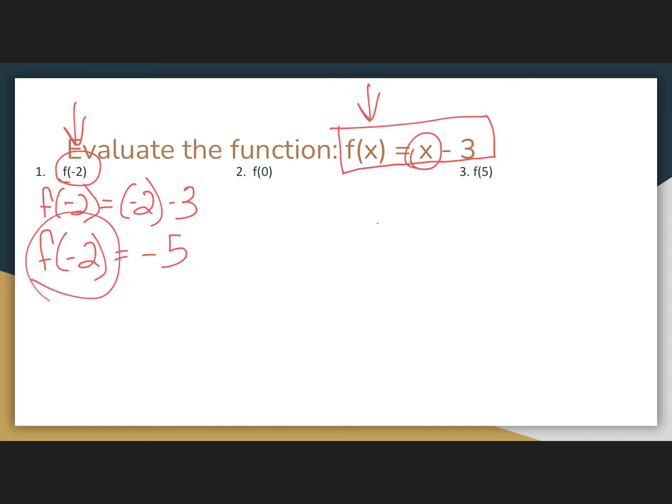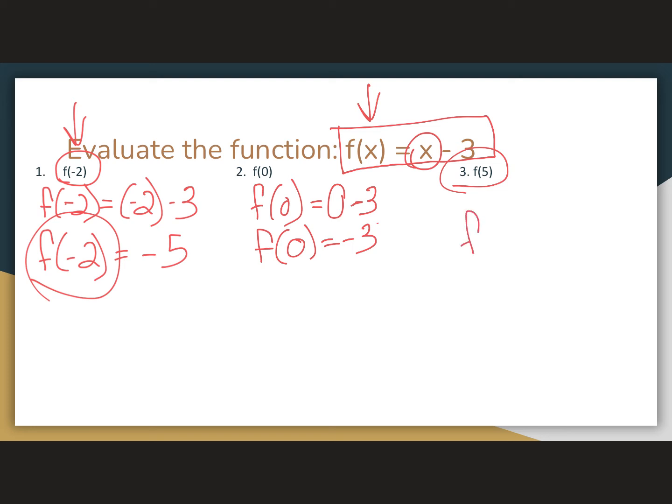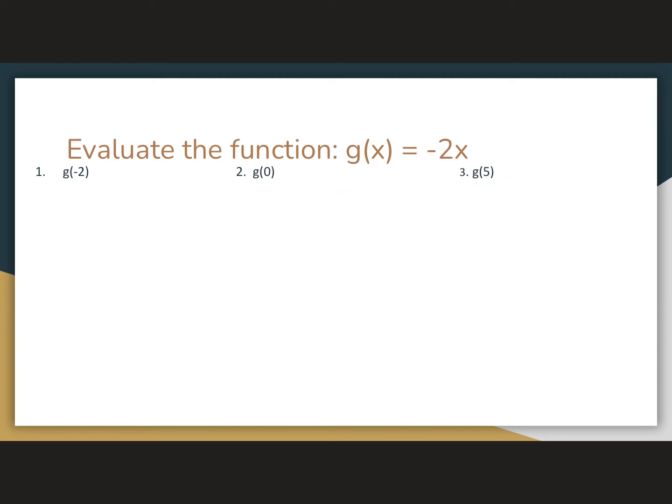Well, what about at f of 0? At f of 0, again, we are just going to replace the x with 0. F of 0 is the same thing as 0 minus 3. Well, that's pretty simple. F of 0 is just equal to negative 3. And then I want you to try the third part, find f of 5. Pause the video, find it, and then unpause the video. Okay, so you should have found that f of 5 was equal to 2. If you didn't, go back and check your work.